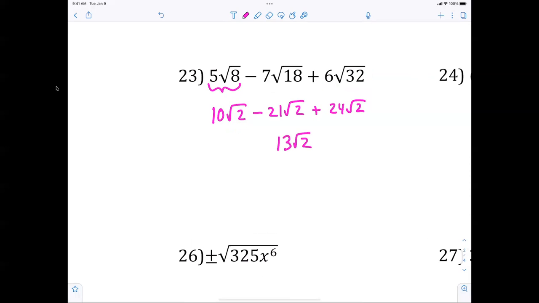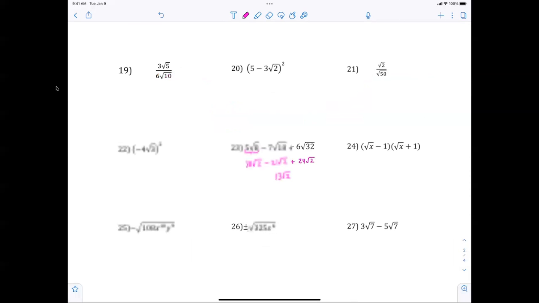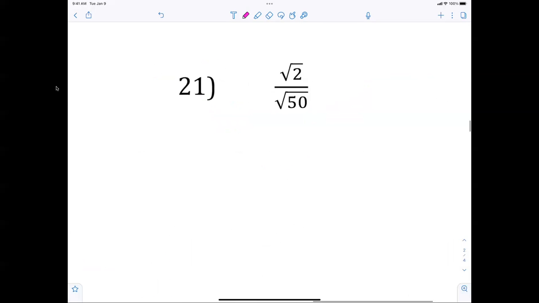Yes, 13 radical 2. All right, now let me find 21 real quick. You can again do it the long way, or you can do it the short way. We have a fraction. Anytime you see a fraction, you should try to reduce it.